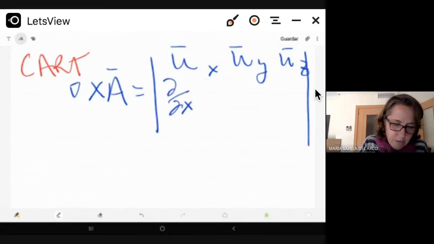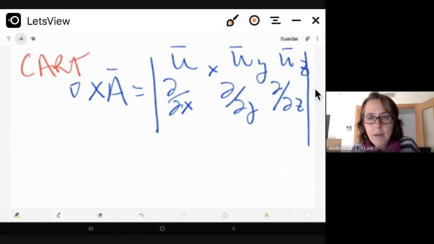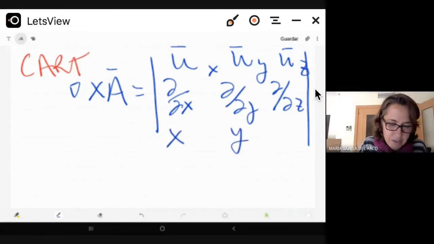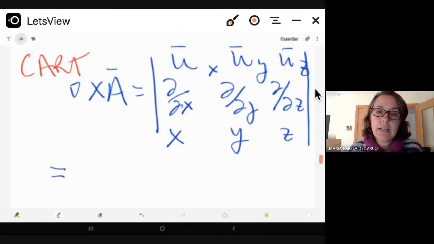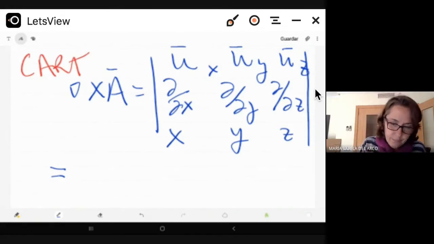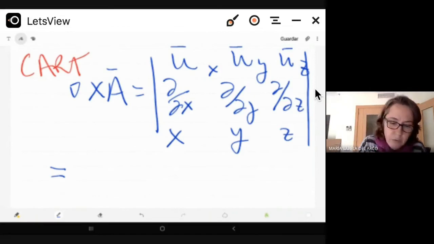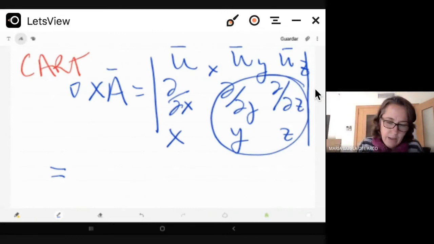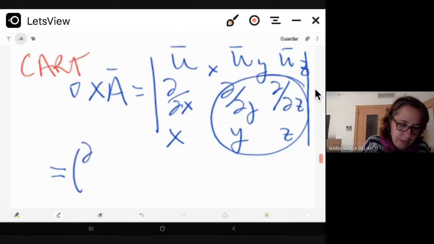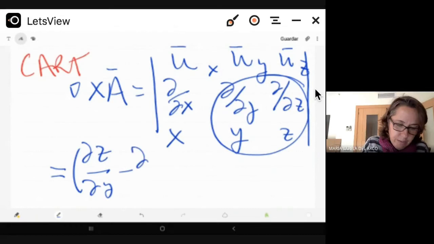Partial derivative with respect to x, partial derivative with respect to y, partial derivative with respect to z. And now I have my vector field down there. First component in Cartesians, second, third. Okay. Now, what is the result of this? It doesn't take a lot of work to see that the result is 0. Let's see. For example, the ux component, that's the only one I'm going to do because then you'll see the other ones also go to 0, also vanish, will be ux times this determinant. And this is partial derivative of z with respect to y minus partial derivative of y with respect to z times ux.